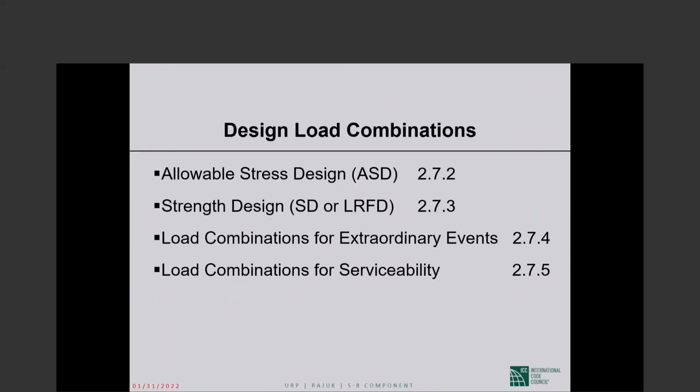Okay, so as I said, I will discuss load combinations before the loads. Load combinations are in section 2.7 of the code. 2.7.2 is allowable stress design, 2.7.3 is strength design. Okay, I'll show you both. And then load combinations for extraordinary events is in 2.7.4, and load combinations for serviceability is 2.7.5.